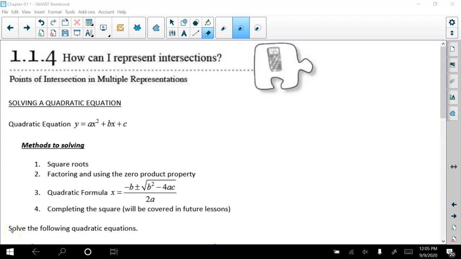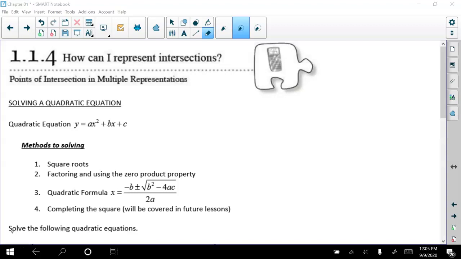This is section 1.1.4. How can I represent intersections? So we're going to begin this section talking about solving a quadratic equation. So that quadratic equation with the x squared, y equals ax squared plus bx plus c.